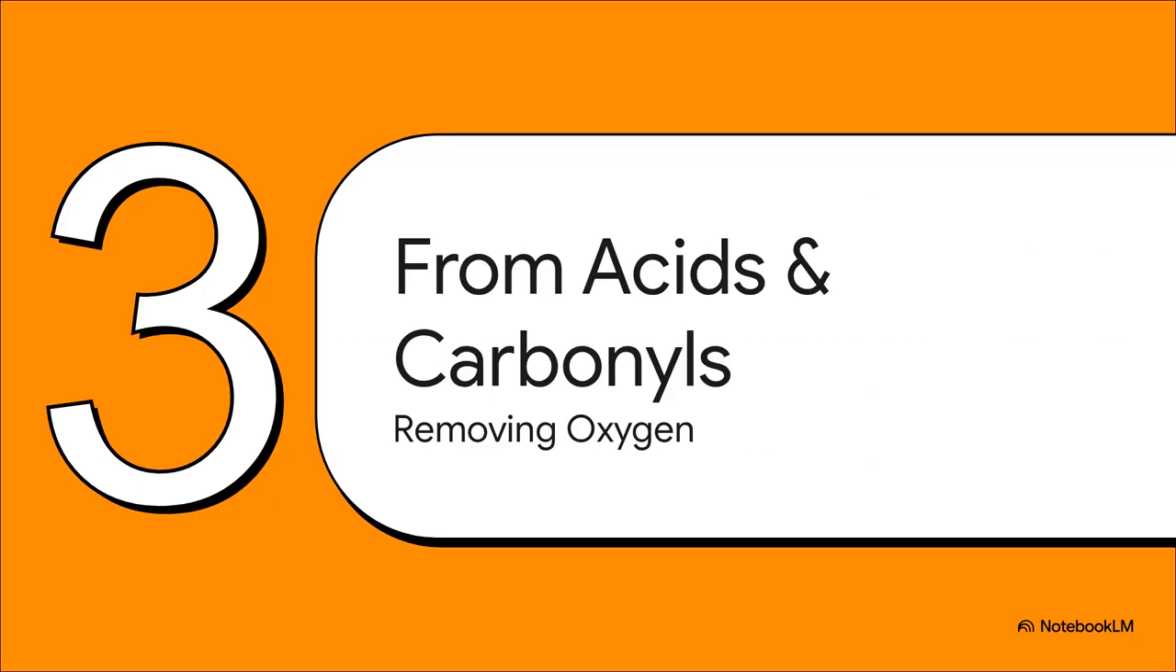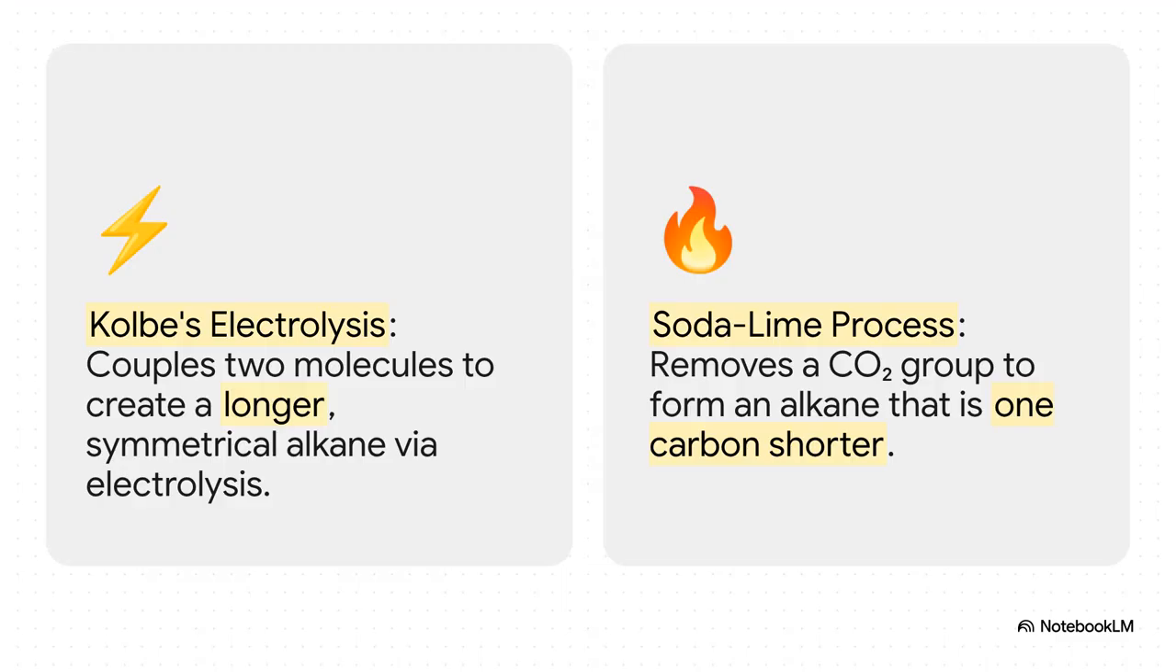Okay, let's switch gears. What if your starting material isn't an alkene or an alkyl halide? What if it's something that has oxygen in it, like a carboxylic acid or a ketone? Well, our next set of tools is all about one thing: deoxygenation, or getting rid of that oxygen. So when we start with carboxylic acids, we've got two main ways to remove that COO group.